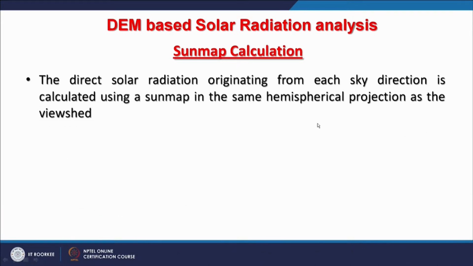So the next step is calculation of the sun map, and that is the direct solar radiation originating from each sky direction, calculated using a sun map in the same hemispherical projection as the viewshed, because for each location the upward-looking hemispherical calculation has to be done.